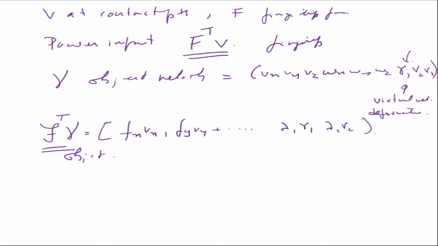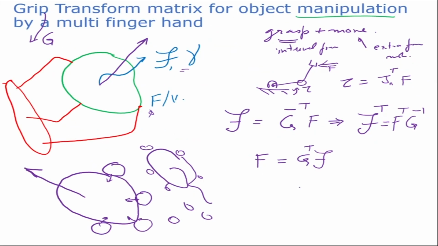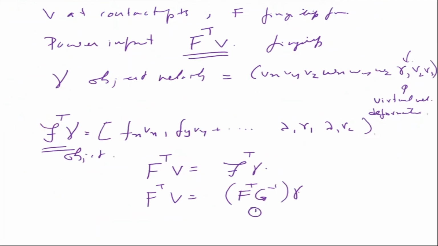So if I equate these two, then f transpose V is equal to F transpose into gamma, and we have seen that f transpose into V is equal to f transpose G inverse into gamma. Let's call this 1. So from 1 we get this, and I can cancel off f transpose from both sides. So we get V is equal to G inverse into gamma, and so I can take gamma to be equal to G into V. This G is what is called the grip transform, and it gives the relationship between the object velocity and the fingertip velocity.